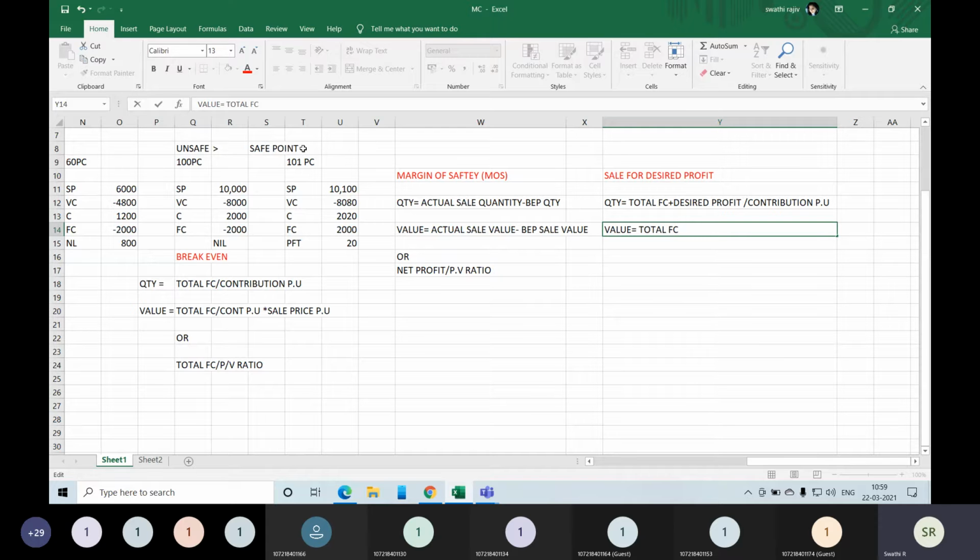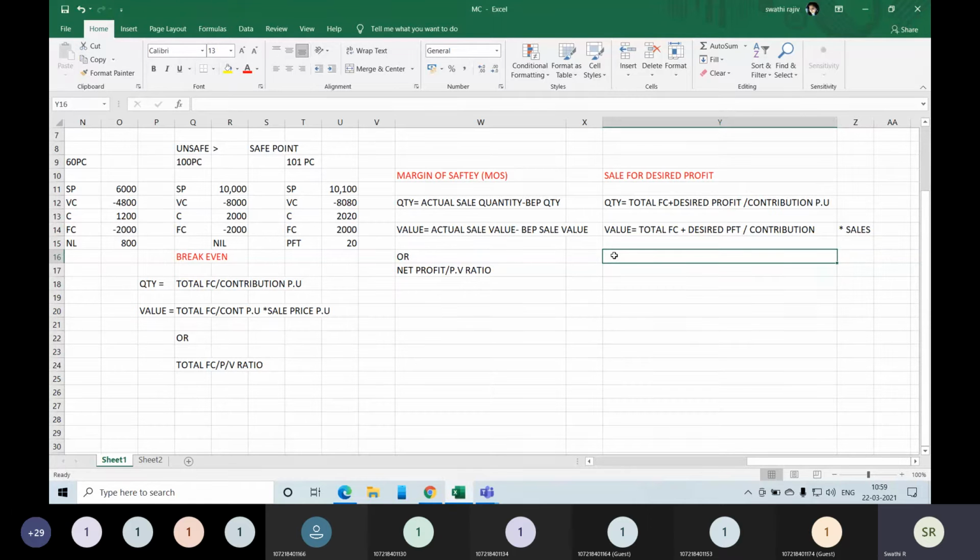Not exactly what happens in real life, but desired profit divided by, it will be what? Contribution. I'm writing the rest of the formula here, contribution into sales. I want a board for these formulas. It's very weird here. Okay. Or else you can do.